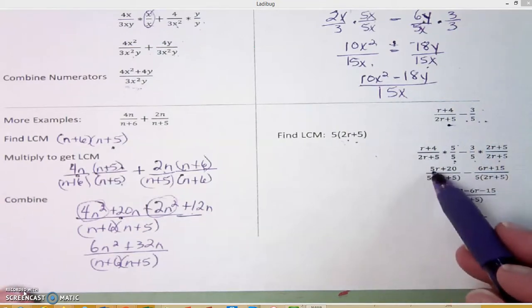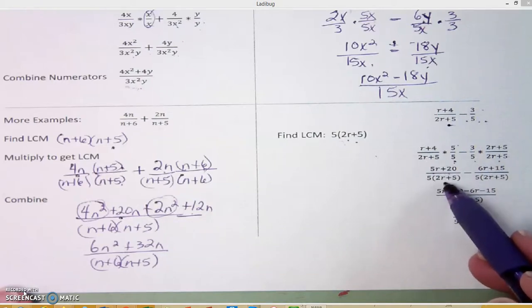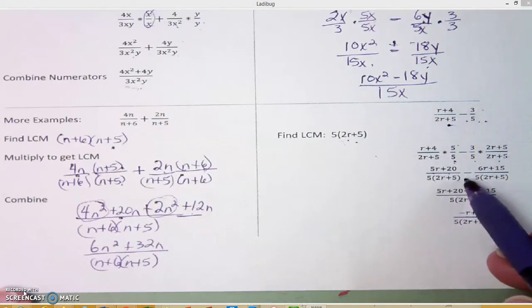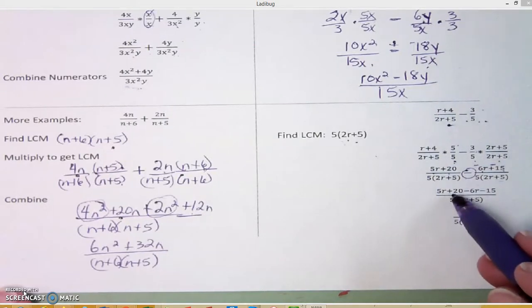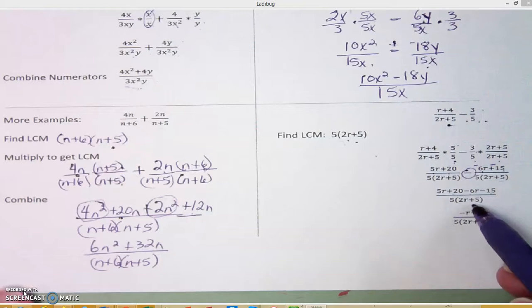So when I multiply this out, I get 5r plus 20 over 5 times 2r plus 5. You don't have to multiply this out. Minus, and when I multiply these, I get 6r plus 15 over 5 times 2r plus 5. And remember, this is minus. So you're going to have to change the signs on each thing. So both of these will be negative. And that's what we have here. 5r plus 20 minus 6r minus 15 all over our least common multiple or denominator, 5 times 2r plus 5.